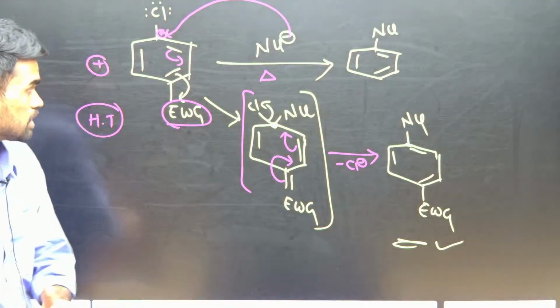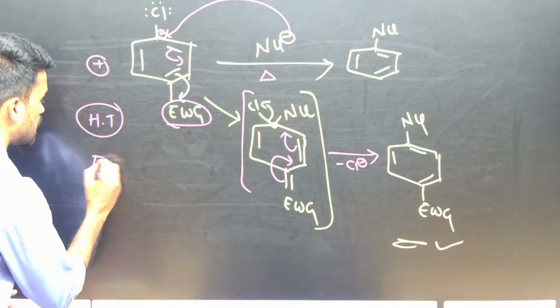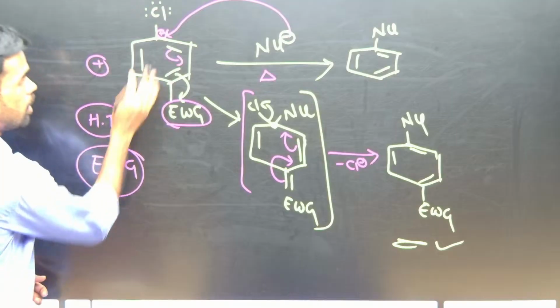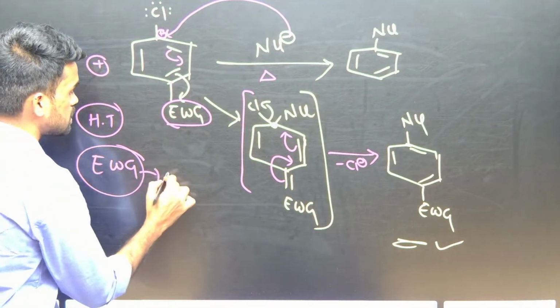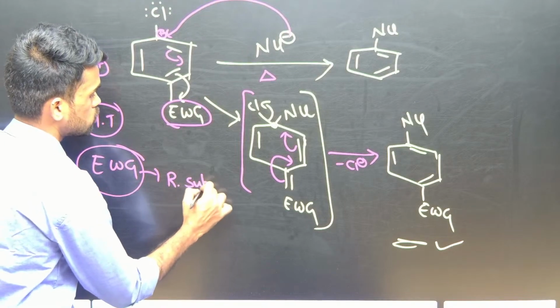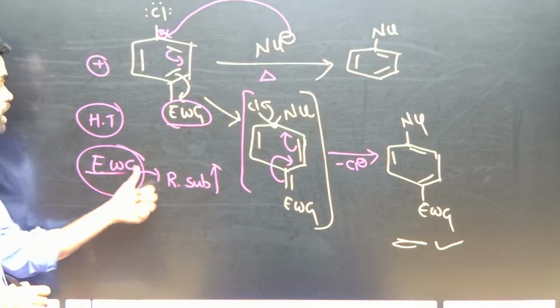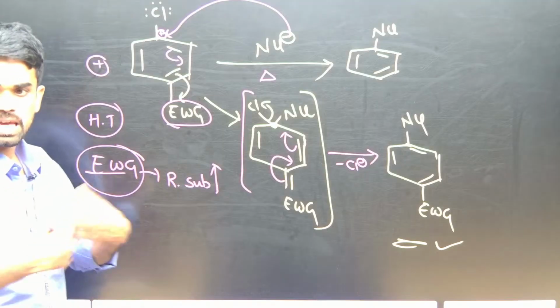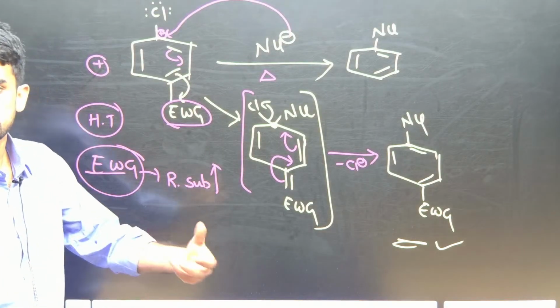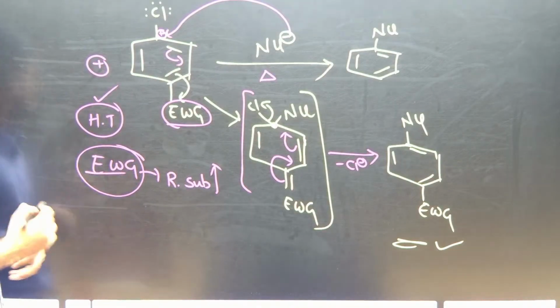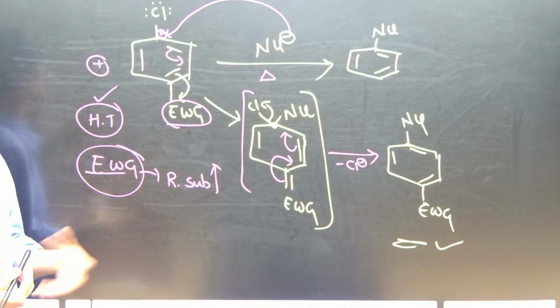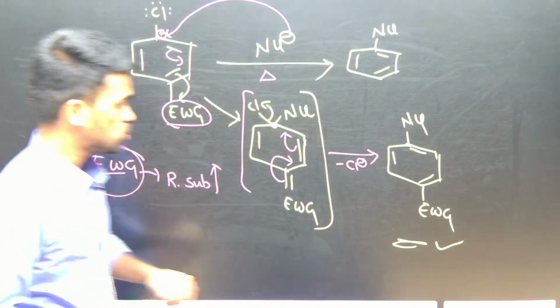Now what are the factors you have seen? Whenever there is an electron withdrawing group on this benzene ring of haloarenes, it increases the rate of substitution. So the rate of substitution is increased by electron withdrawing groups. The more the electron withdrawing groups, the easier the nucleophilic substitution. And high temperatures also favor substitution; an increase in temperature also favors the reaction.